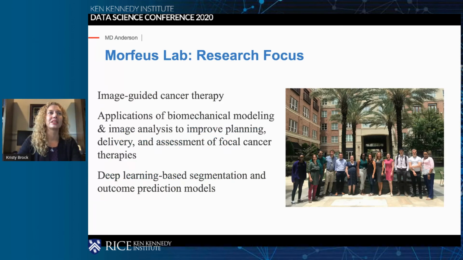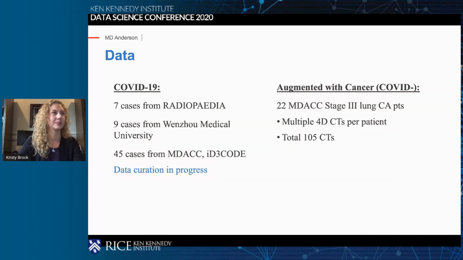So my lab, the Morpheus lab, has a research focus on image-guided cancer therapy, including applications of biomechanical modeling and image analysis to improve planning, delivery, and assessment of focal cancer therapies. We've also been developing deep learning segmentation and outcome prediction models. And so our goal was to try to translate some of the work that we had been doing in the cancer setting to aid in the research for analyzing the COVID images.